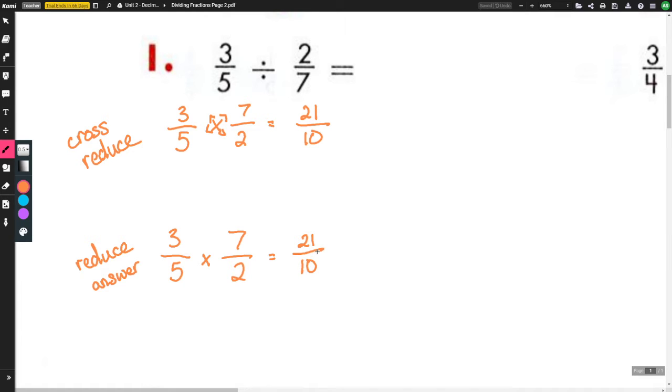Now here's the hard part. As you see here, this is what we call an improper fraction. Like I said, improper fractions are where the top number, the numerator, is bigger than the denominator, the bottom number. So here we need to figure out how many times 10 can go into 21. What I like to do is 21 divided by 10.